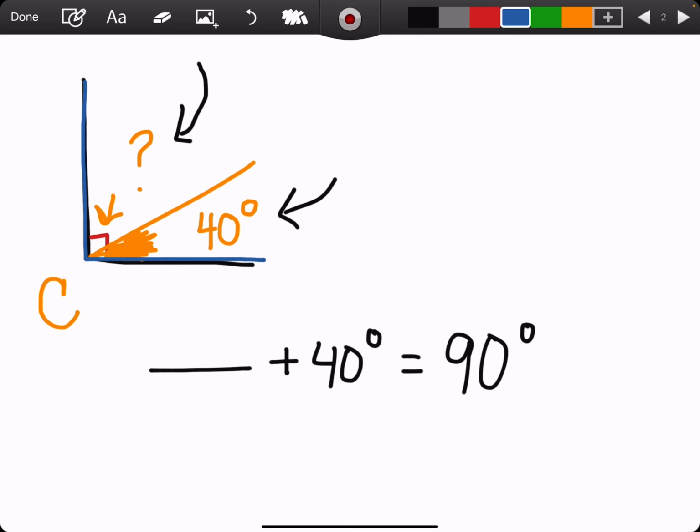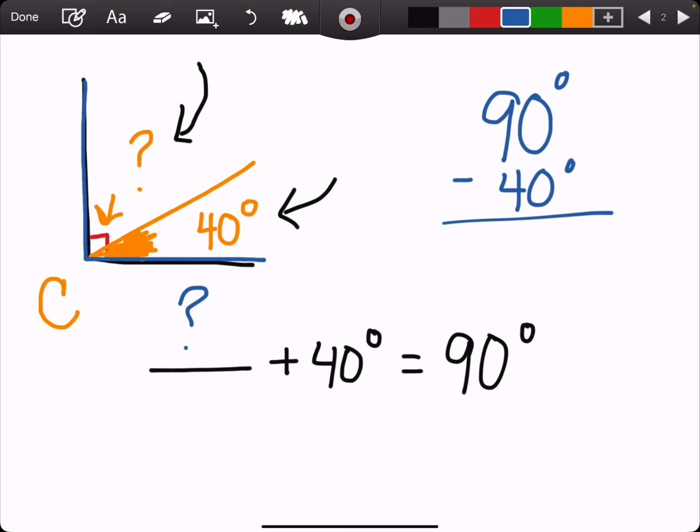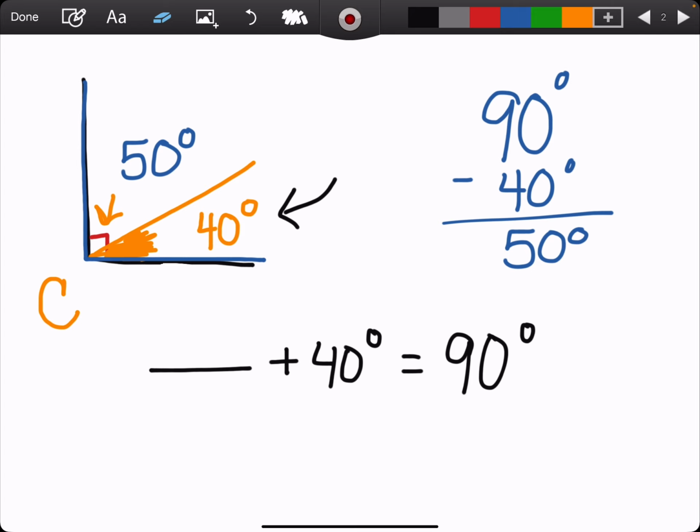So to figure out what's going to go in this blank, we could work backwards and say, well, if the entire angle is 90 degrees and we subtract the 40 degrees, what do you get? You're going to get 50 degrees. So 50 degrees is what is missing. Okay?